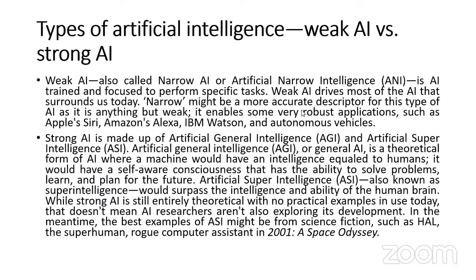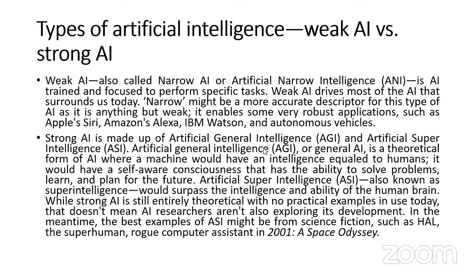It enables some very robust applications such as Apple Siri, Amazon Alexa, IBM Watson, autonomous vehicles, and recently ChatGPT from OpenAI. Even ChatGPT, the very impressive artificial intelligence chatbot system, we still cannot call a strong AI, because it's lacking so many things that a strong AI should be having. So what is strong AI?